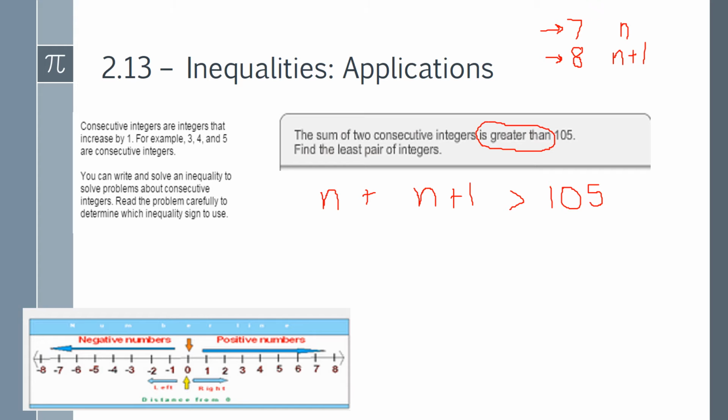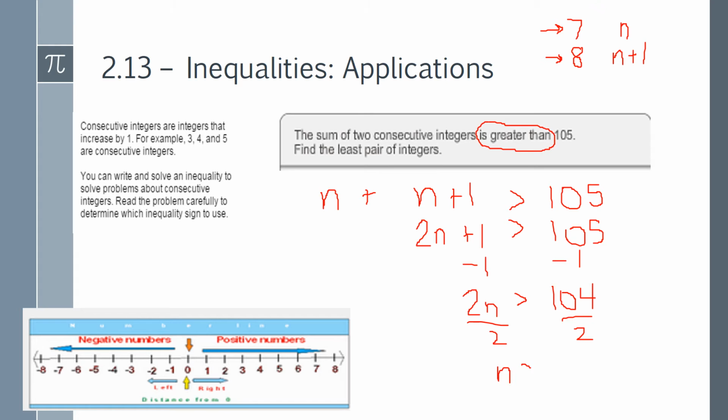All right, so I've got my equation written. I'm going to go ahead and collect my like terms. I've got 2n plus 1 is greater than 105. I'm going to subtract 1 from both sides. And I've got 2n is greater than 104. Divide by 2 on both sides, and that gives me n is greater than 52.